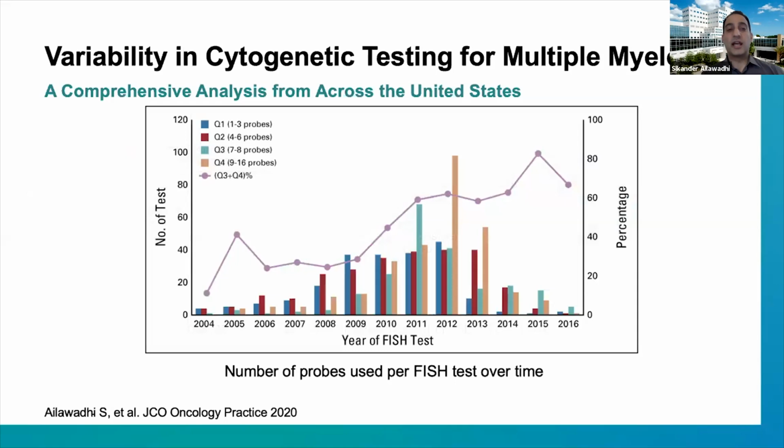We also looked at trends over the years, comparing the earlier years to now, up to 2016. The average number of probes being used by labs for testing in FISH has been going up. So more and more probes are getting used. But like I said, in my mind, if push comes to shove, those 5 basic high-risk probes must be tested.